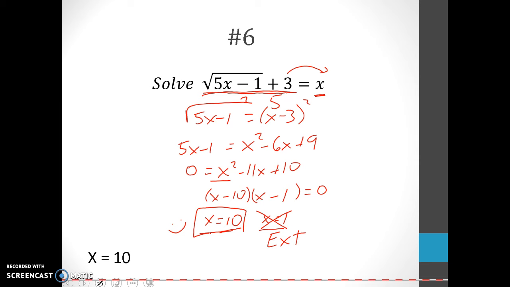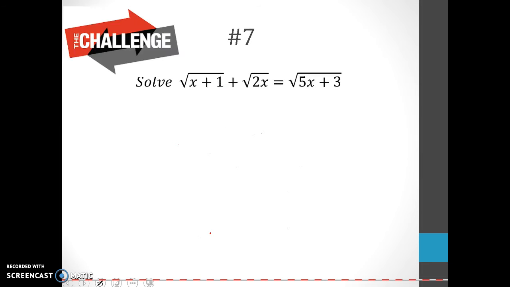So these are the kind of questions that you're going to have on your homework. If you really would like to have an extra challenge, we can go through number 7 together. Here I have 3 radical signs, 3 square roots. So what I'm going to do is square both sides.